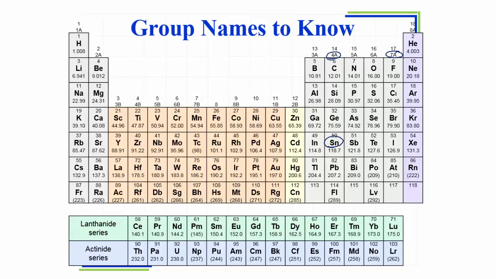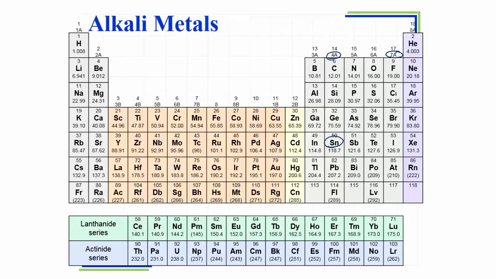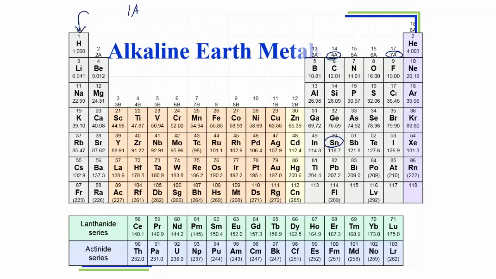Okay, there are some groups that we need to know the names of, because I will use these names as we proceed through this unit and for the rest of our chemistry course. The first one we want to make sure we know the name of is our alkali metals. The alkali metals are this group right here, the 1A family. Sometimes you could just call them the 1A family, but they're the alkali metals. The next is the alkaline earth metals. The alkaline earth metals are the 2A group.